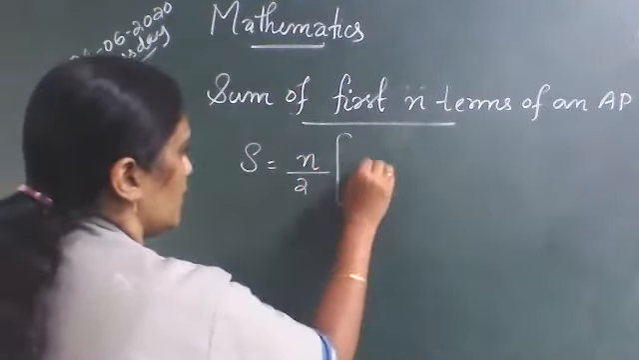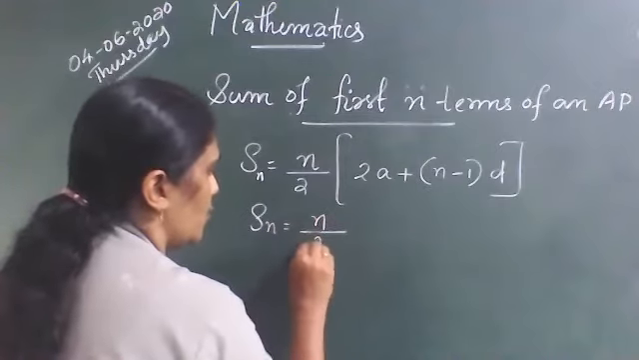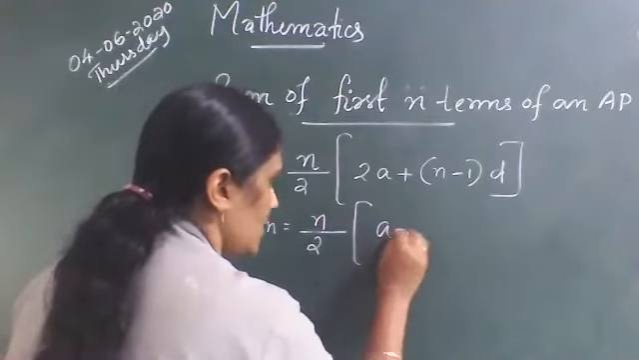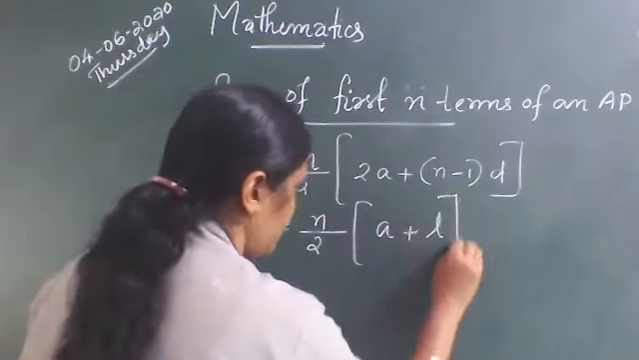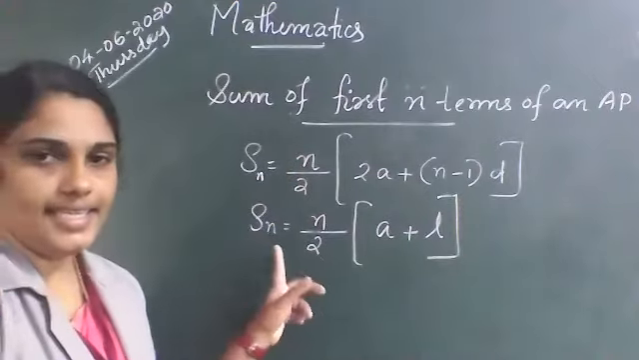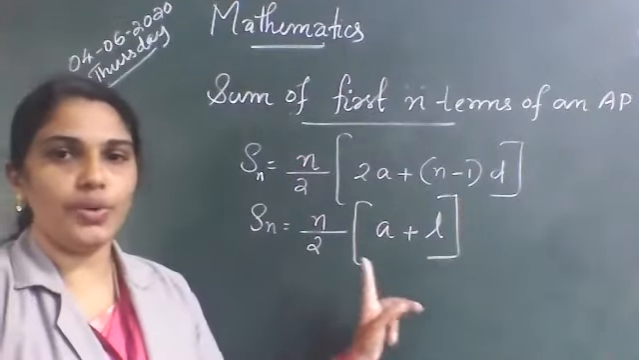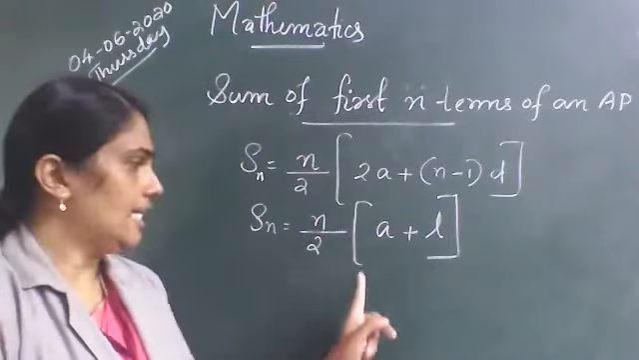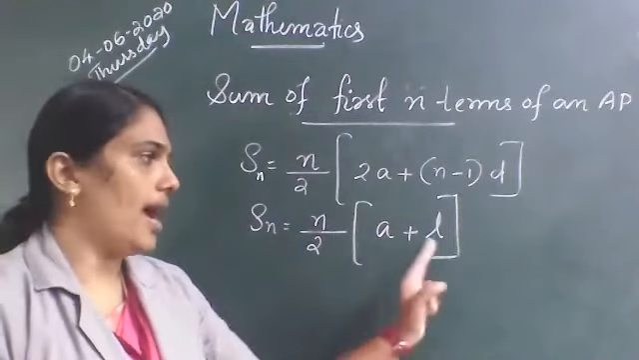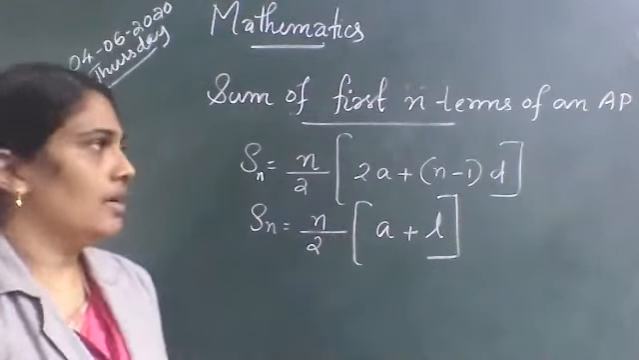Then the second case, where the first term and the last term are given. We use another equation, that is Sn is equal to n by 2 into a plus l. Here a is the first term and l is the last term.